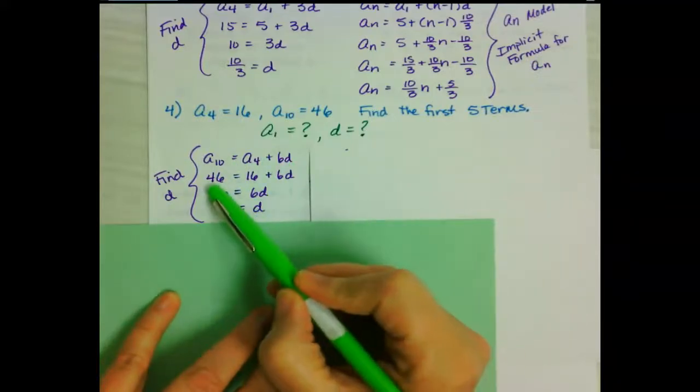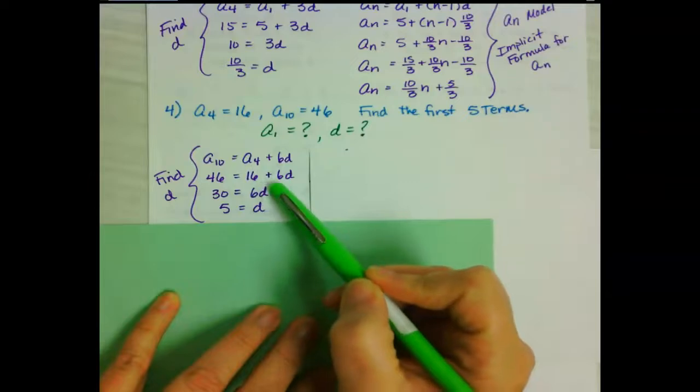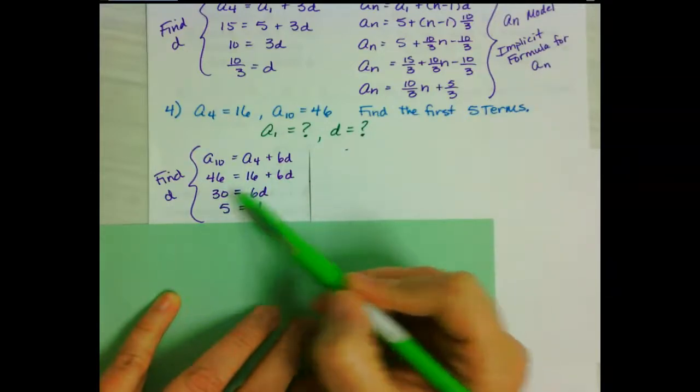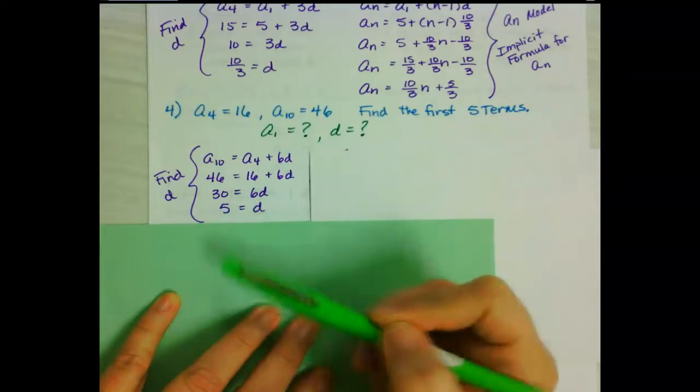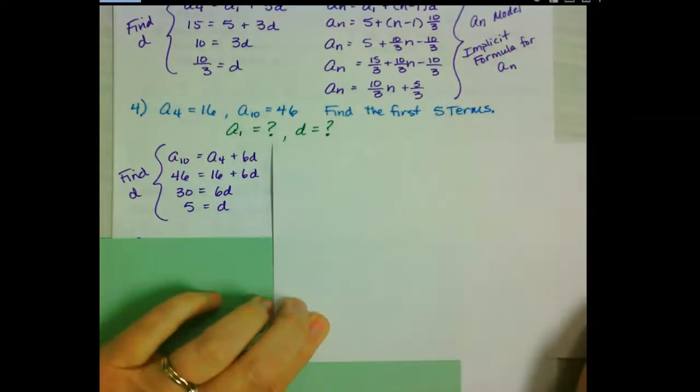And so then I have 46 from my given, 16 from my given, and 6 that I just calculated for the common differences d. So I move the 16 over, that's 30 equals 6d, divide both sides by 6, so now I know what my common difference is. It is 5. Okay, so now we have our difference.